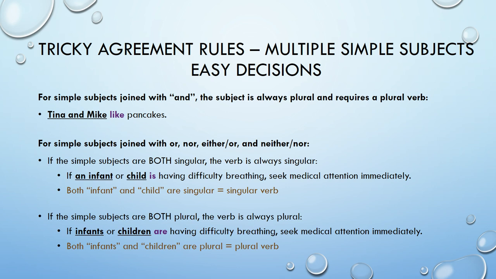For simple subjects joined with or, nor, either or, and neither nor, if they're both singular, you don't have to worry about it because then the verb has to be singular. If an infant or child is having difficulty breathing, seek medical attention immediately. The simple subjects there, infant and child, are both singular, so you don't have to make any kind of decision. Also, if the simple subjects are both plural, you don't need to worry about it because then it's definitely plural. If infants or children are having difficulty breathing, seek medical attention immediately. That is plural infants, plural children, so the verb needs to be plural.